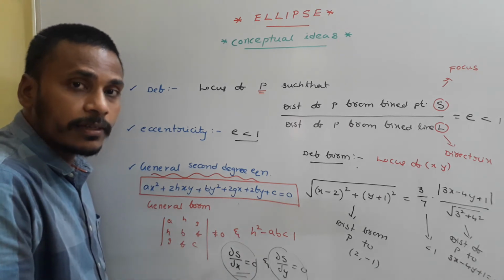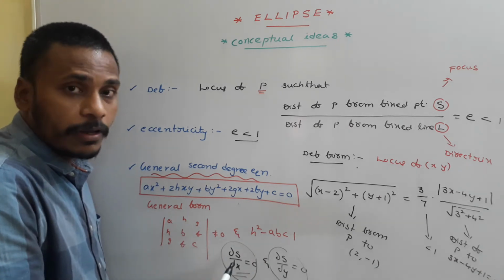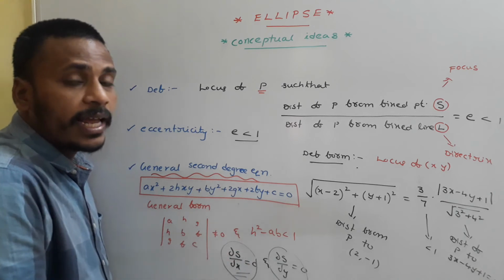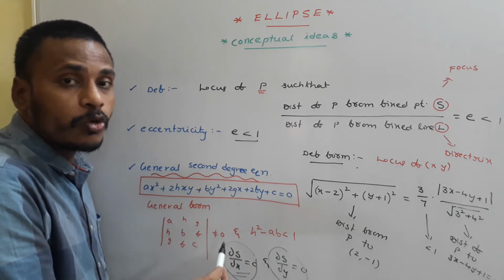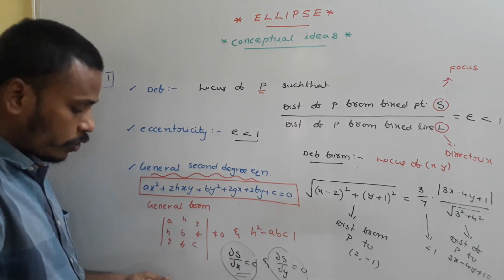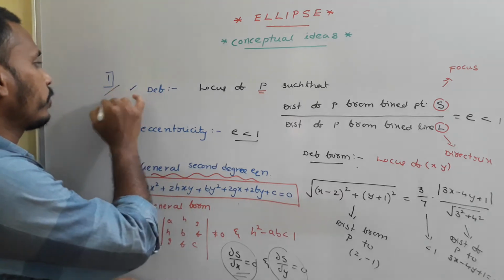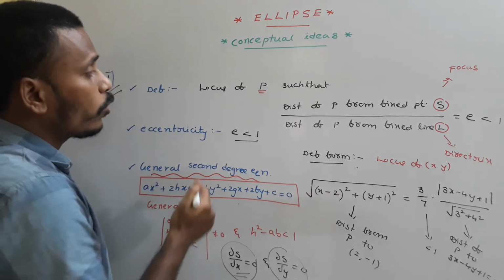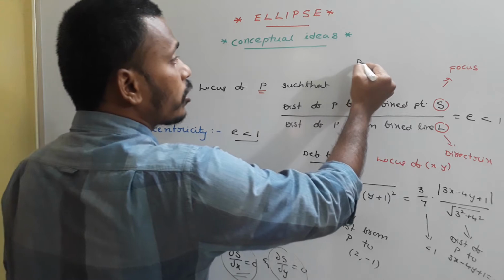Basically, what is a center? Already we discussed it in parabola. And the second point, again I will mention all those terms related to ellipse. So basically, in the first point, I am trying to explain to you about the definition form as well as the general form.